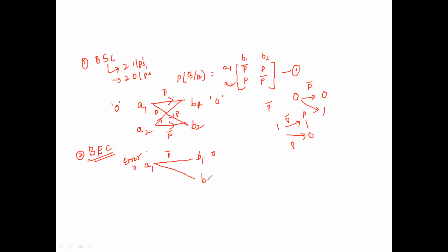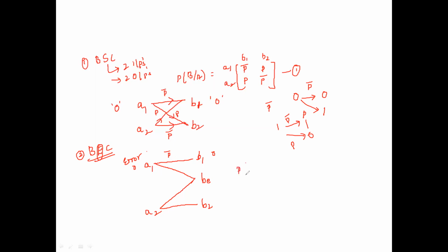If I am receiving an error, this bit will not be accepted at the receiver. Instead, it will be sent back through a reverse channel for retransmission. That means the receiver will not receive any error symbols. Any error symbol will be sent back for correction and then retransmission. So the errors are removed, and we call it a binary erasure channel. In this channel, there will not be any errors received.